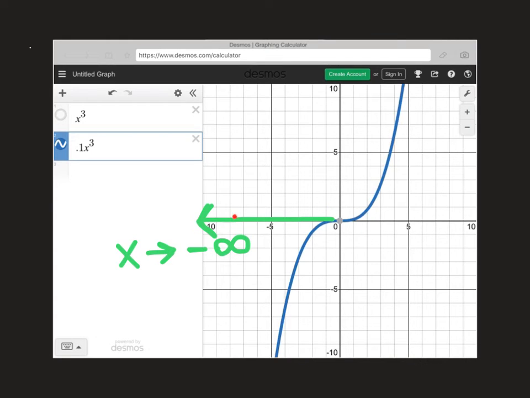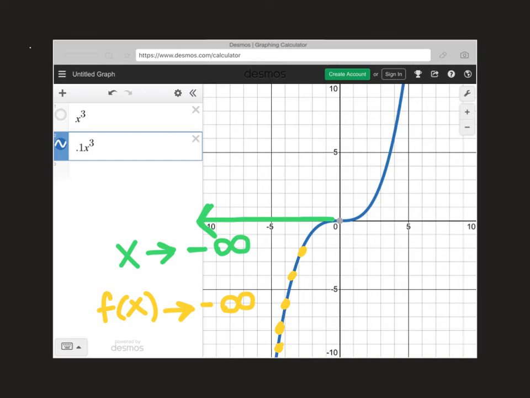And in this case, as I look to the left, they're going down. So then I would want to say the y values, and again, a fancier way to say y values is the f of x values. So the y values, or the f of x values, the heights, are going down, down, down. So the y values are going to approach negative infinity because they're going down and down.